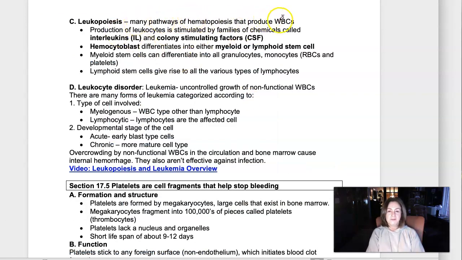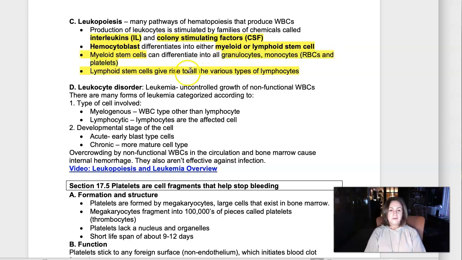Many pathways produce white blood cells. Production of leukocytes is stimulated by interleukins, which are cytokines. They're just little chemical messengers, and colony stimulating factors, which technically fall into the realm of hormone, even though we didn't talk about those during the endocrine system. So the hemocytoblast differentiates into either the myeloid or the lymphoid stem cell. Hopefully that made sense. The lymphoid stem cell is just going to turn into lymphocytes, compared to the myeloid stem cell, which gives rise to everything else.